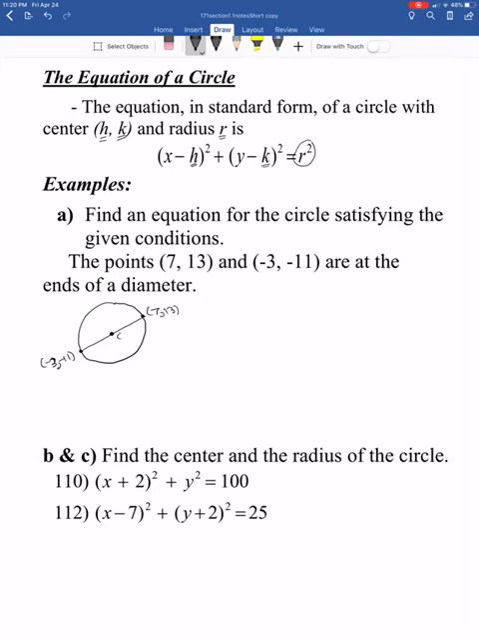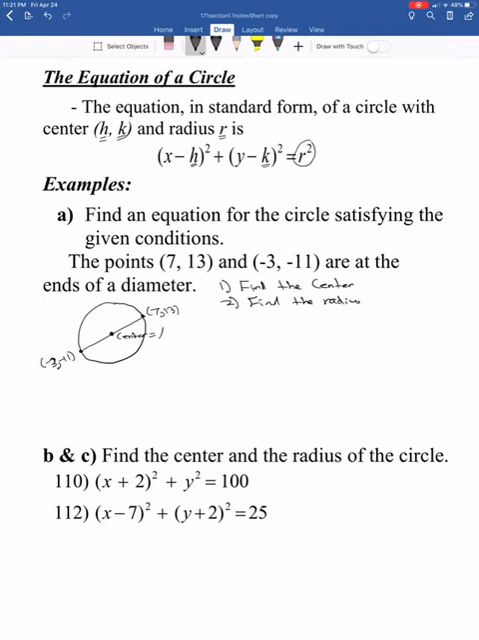And here's our center of the circle, which we need. To get the equation, we need to find the center and the radius. That's our first step: find the center point. And then step 2, find the radius. I do it in that order. To me, that's the easiest way to go.